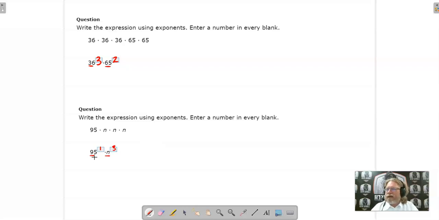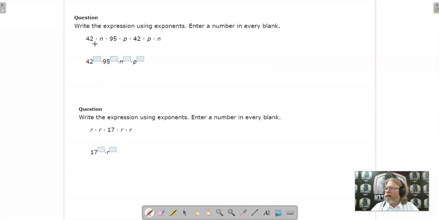We could also read this as 95 times n cubed, another way to say that. 95 to the first is just going to equal 95. Normally we wouldn't put it there, but for this activity you do need to. You can't leave it blank. You have to type something in there, so we're going to go ahead and put a 1 in there.